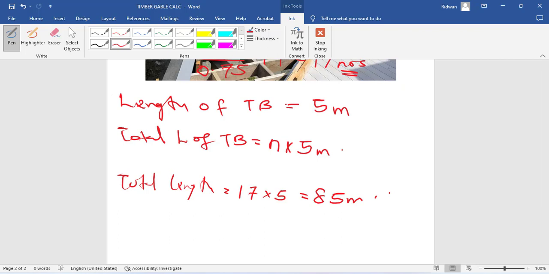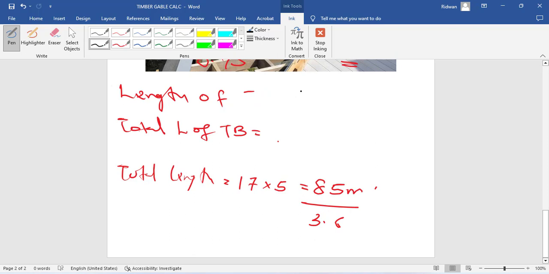Just as I said, you don't need the actual length. What you need is the number. The approximate length of each timber in the sawmill is about 3.6 meter. Yours could be lesser, around 3.3, or it could be higher, but the approximate is 3.6. So we have to divide this 85 by 3.6 in order to get the actual number of timber that we purchase in the sawmill. So 85 divided by 3.6 should be equivalent to 24 numbers. You can write that you need 24 numbers of 3 by 6 inches hardwood. Hardwood is what you need for your tie beam.